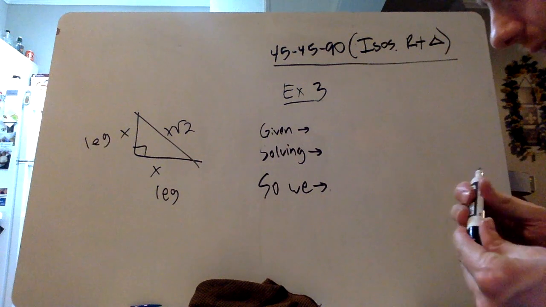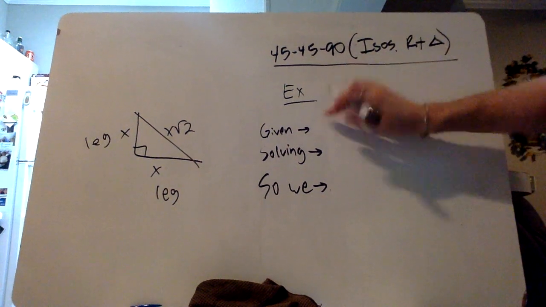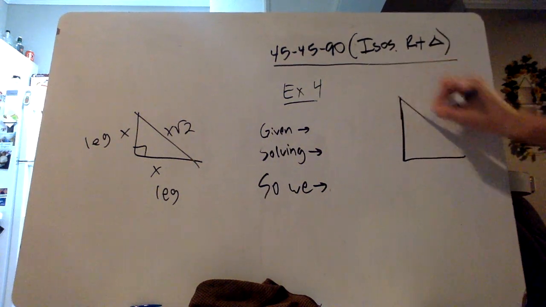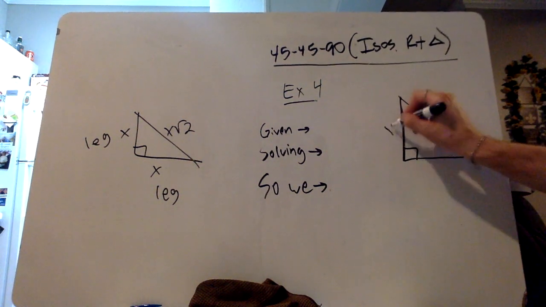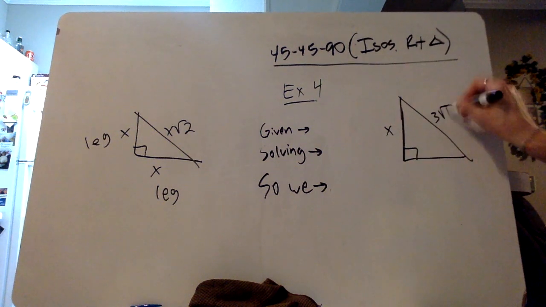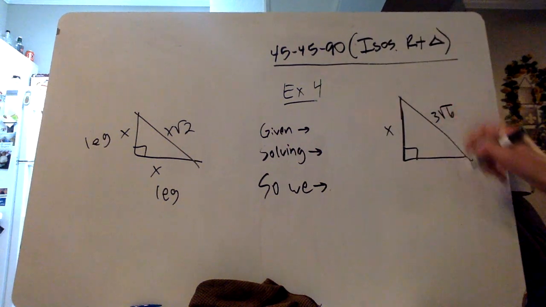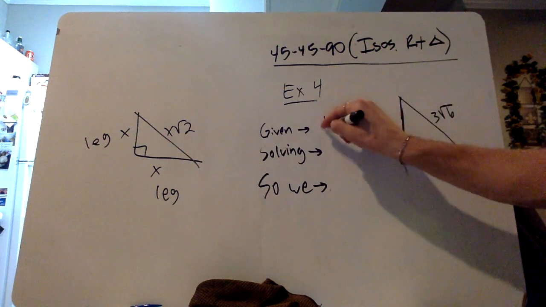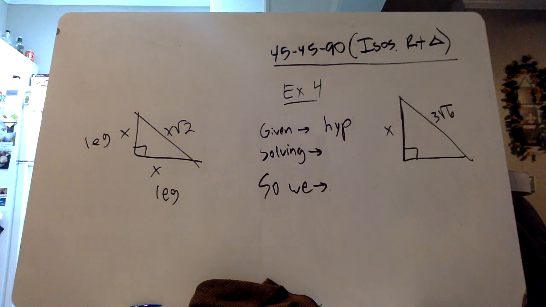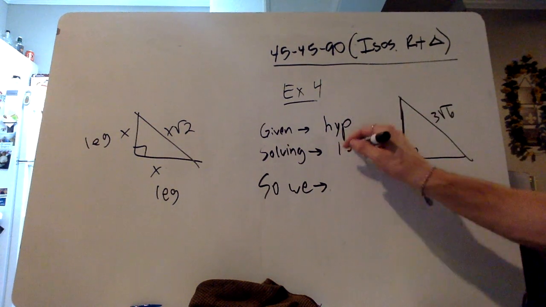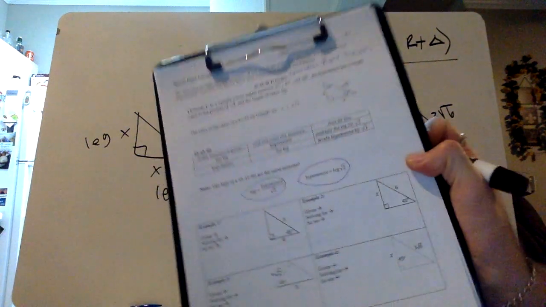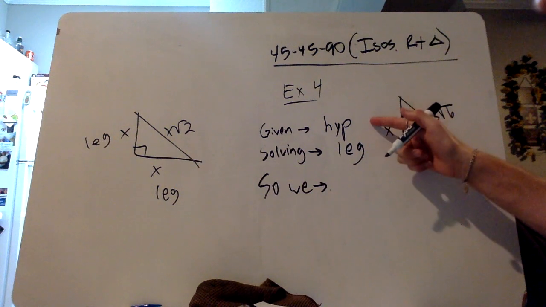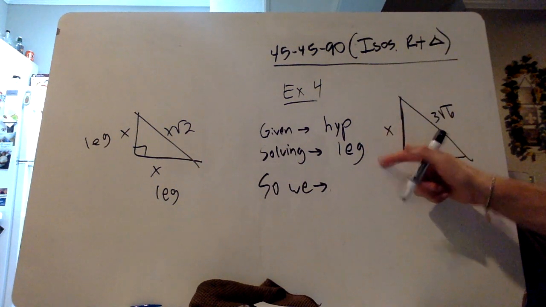We've got example 4. Here's my picture. X, 3 square root of 6. This time we are given the hypotenuse. Hopefully we're getting quicker at this. 3 square root of 6 is my hypotenuse. I'm solving for a leg. So if I'm going back to my chart, I just keep using this. If you go from the hypotenuse and you need to find the leg, you're going to divide by square root of 2.